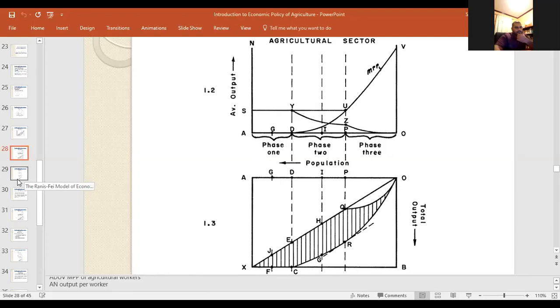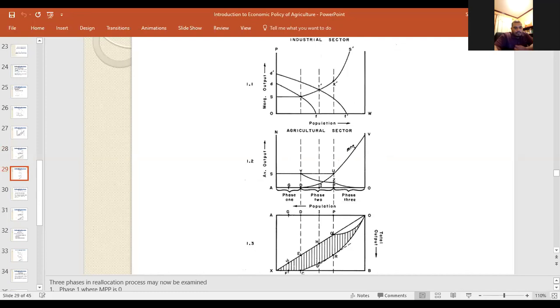Now, this is a combination of all three of our graphs. We can re-examine what's actually happening here. If we look at our very first panel, you'll see that phase one is a situation where the marginal physical productivity, or the MPP, is zero. Now, if we look at the condition under which MPP is actually zero, it's a situation where the unlimited supplies of labor condition still holds. That is where the supply curve of labor is actually flat.